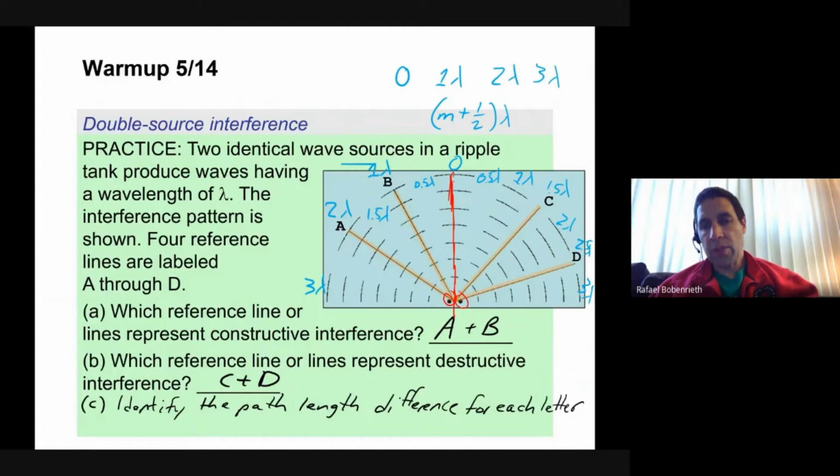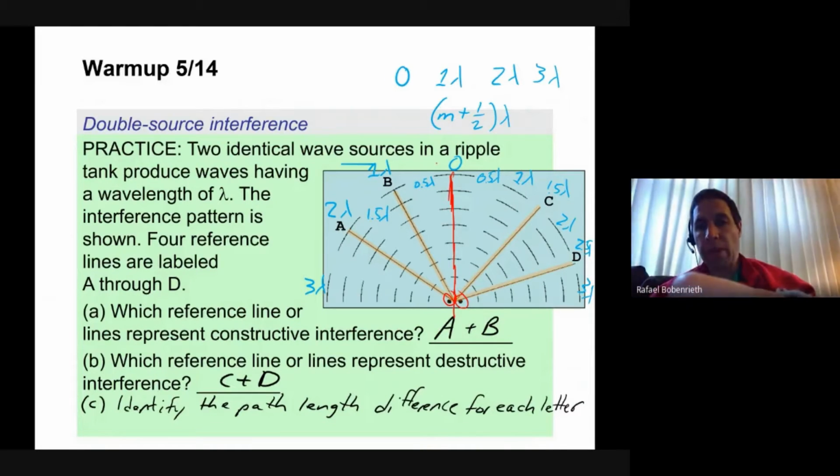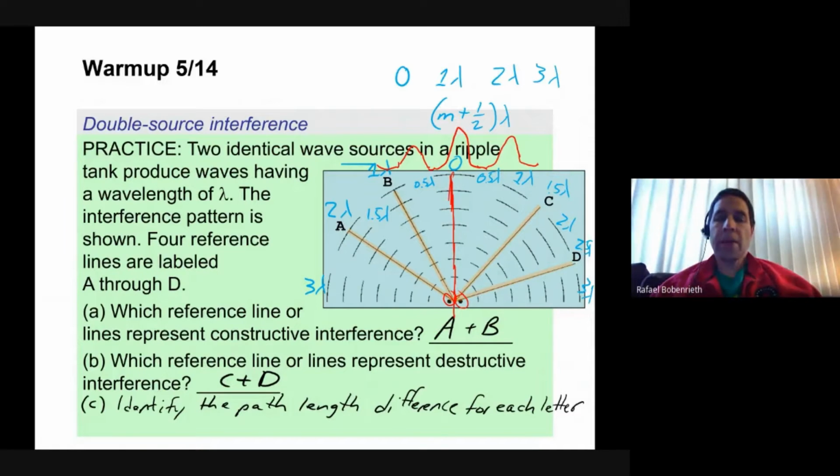Now remember, along the center line, there's no path difference between the waves from the rightmost source and the leftmost source, meaning they're totally in sync. Crest meets crest and trough meets trough, so you get the central maximum. If you put it on a screen, it looks like this. On either side there's a minimum, then another maximum, then another minimum, et cetera. So the question is: which reference line or lines represent constructive interference?